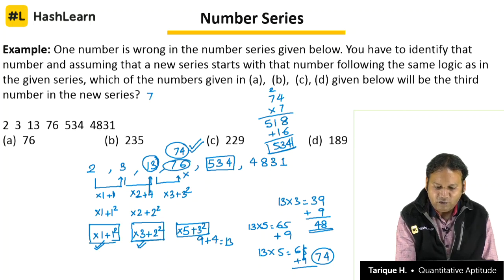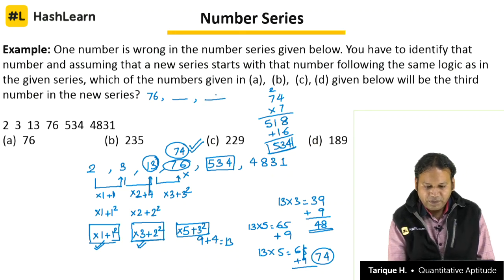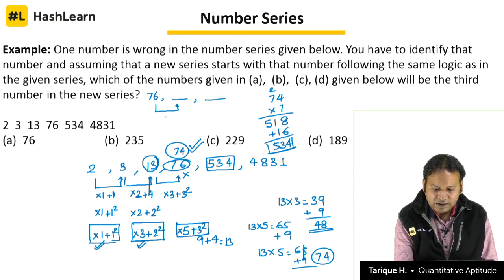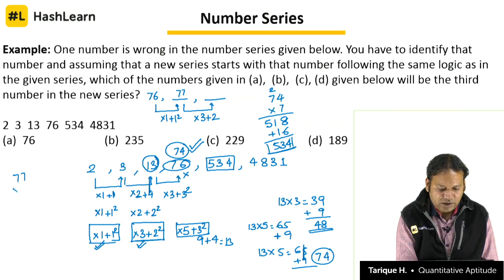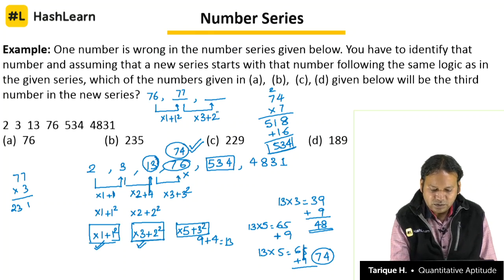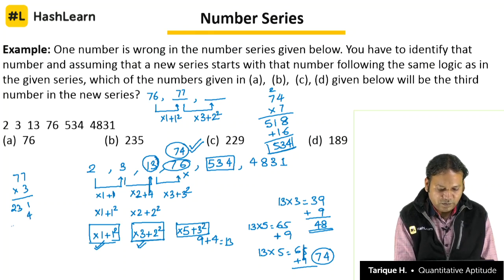So we have to now form a series with 76 and find out the third number. So 76 into 1 plus 1 square, that is 76 plus 1, 77, and into 3, that is the next odd number, plus 2 square. So 77 into 3, that is 21, 21 plus 2, 231, plus 2 square, 231 plus 4, that is 235.